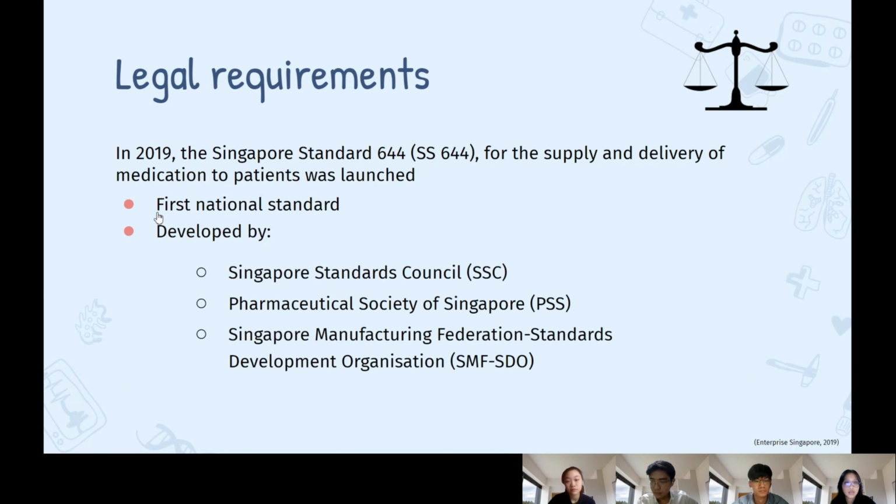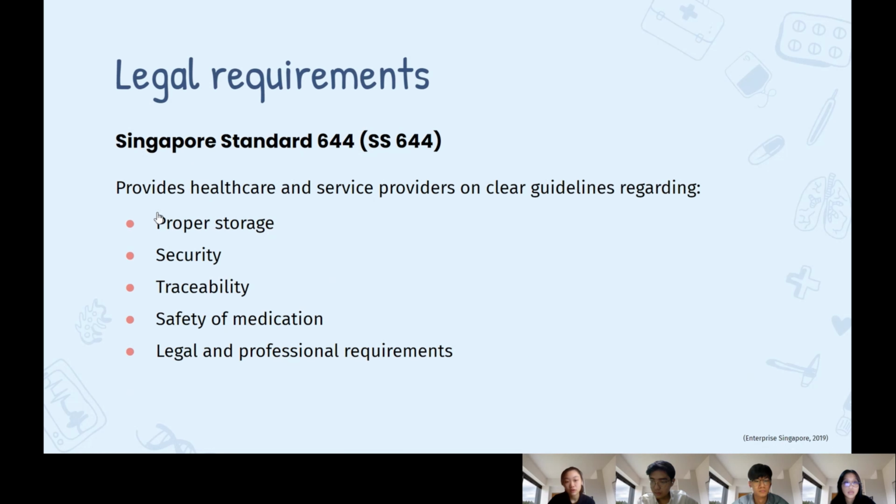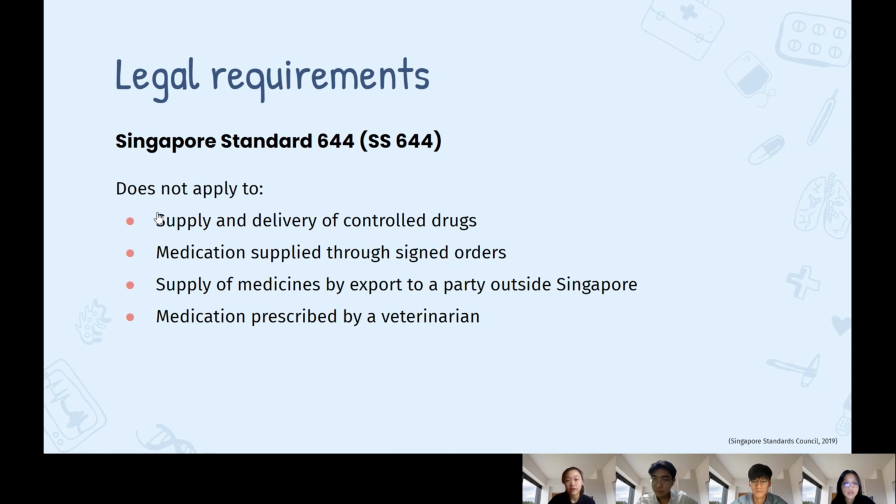SS 644 provides clear guidelines for healthcare and service providers, like proper storage, security, traceability, safety of medication, and legal and professional requirements. However, SS 644 does not apply to the supply and delivery of controlled drugs, medications supplied through signed orders, supply of medications by export to people outside of Singapore, and medication prescribed by a veterinarian.